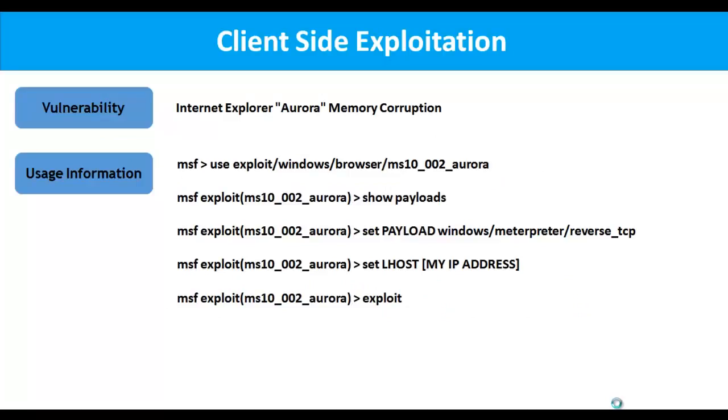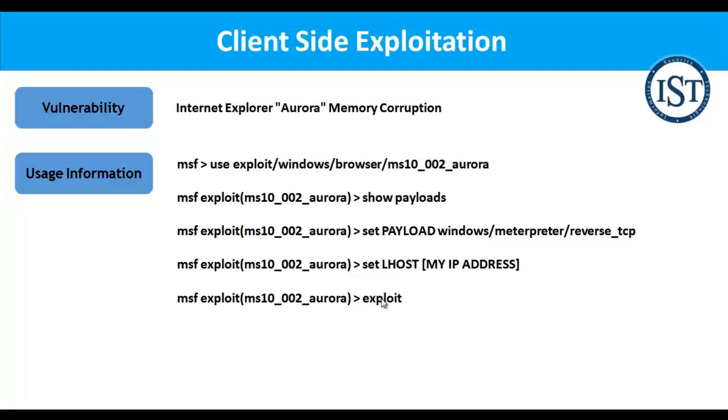Let us now look at how we can exploit client-side vulnerabilities. In this particular demonstration, we are just going to use the Internet Explorer Aurora memory corruption vulnerability, which exists in Internet Explorer version 6, and this is the usage information we have. We're just going to use this particular exploit, and we'll type show payloads to see all the available payloads. We're going to set the reverse TCP payload this time, and we're going to set our local host, which is our IP address, and finally we'll type exploit to get the Metasploit shell.